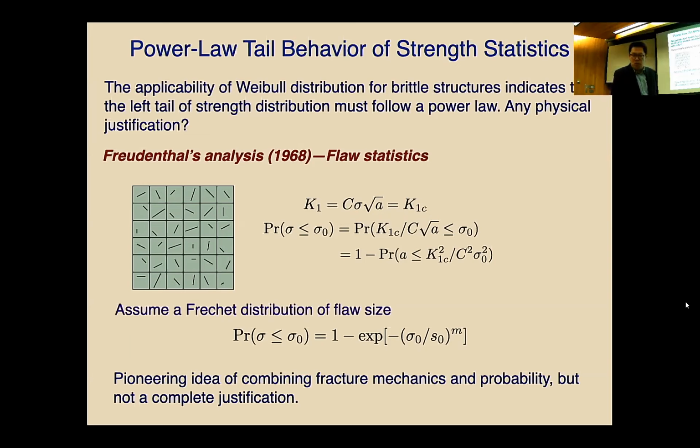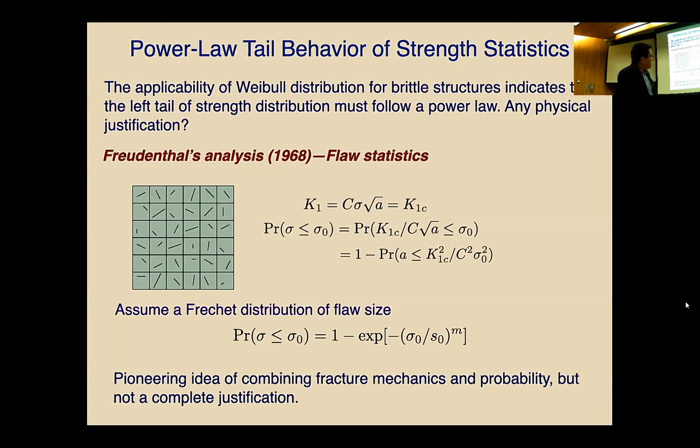If you go back to Weibull's work, he basically made an assumption. So why must it be power law? Is there any physical justification for that? Going to the literature, you will find that very few people look at this. Even though everyone uses it, no one really tried to justify why it must be power law. The first paper that I know of that did it is by Freudenthal at Columbia. He is really the pioneer in probabilistic mechanics.